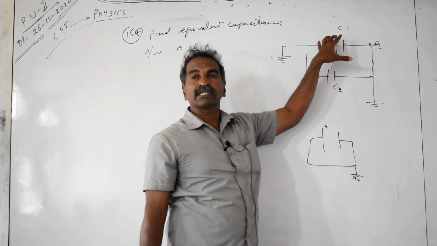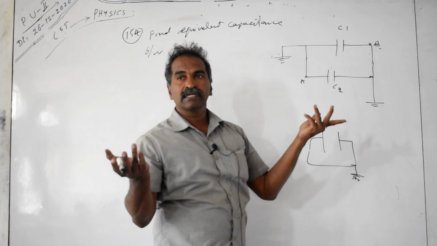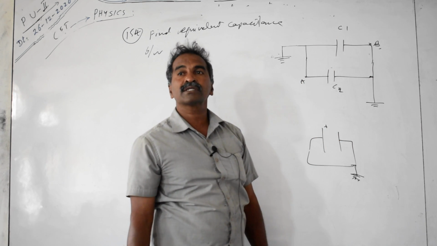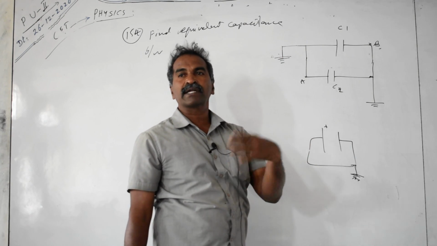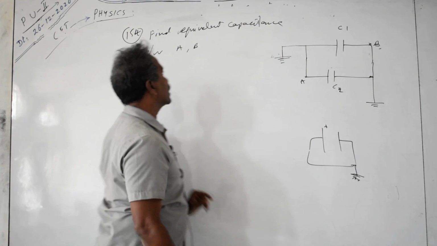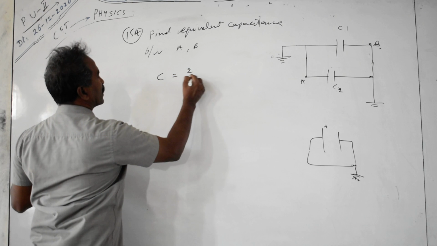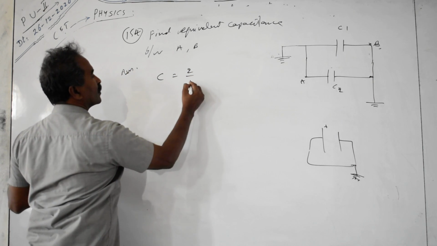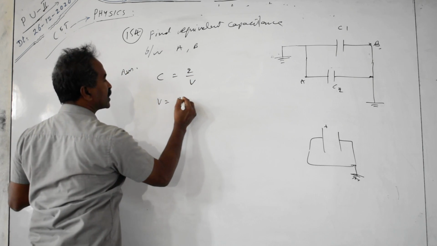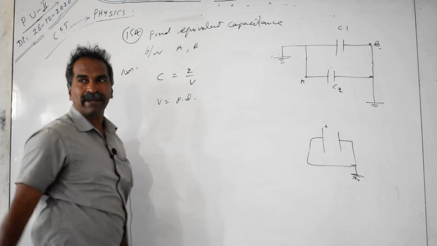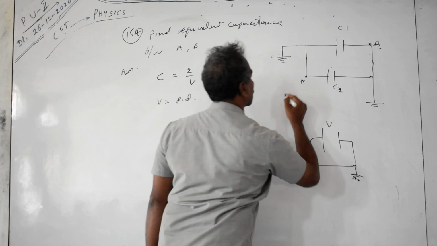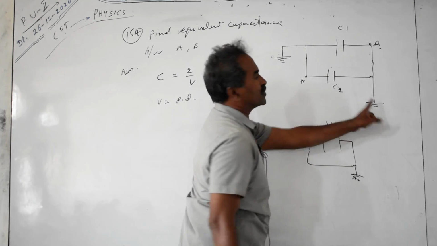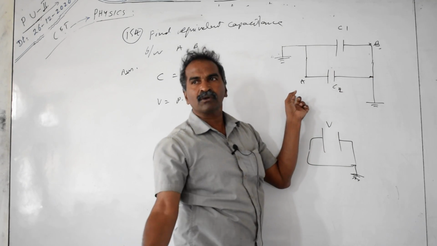Whatever charge you put on the capacitor will go to the earth, and the charge remaining on the plates is 0. What is the capacitance? Infinity. Any charge you put just goes away. We take C equal to Q by V. What is V? V is the potential difference between the 2 terminals of the capacitor. Here also earth, here also 0. 0, 0. What is the potential difference? 0.